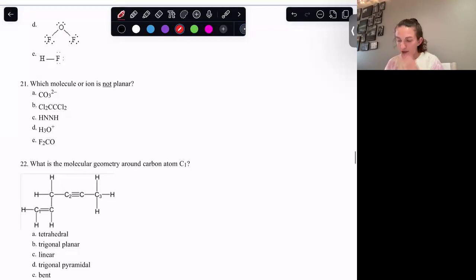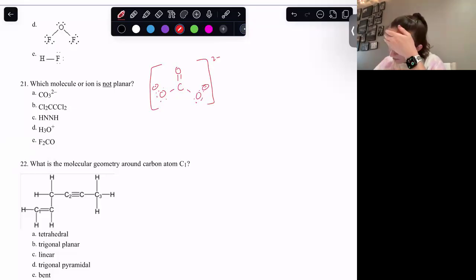21. Which molecule or ion is not planar? Alrighty, so the thing you have to do for this one is draw each of your structures. When we look at all of these, you would have to take the time to draw all of your structures. I will draw them for you.